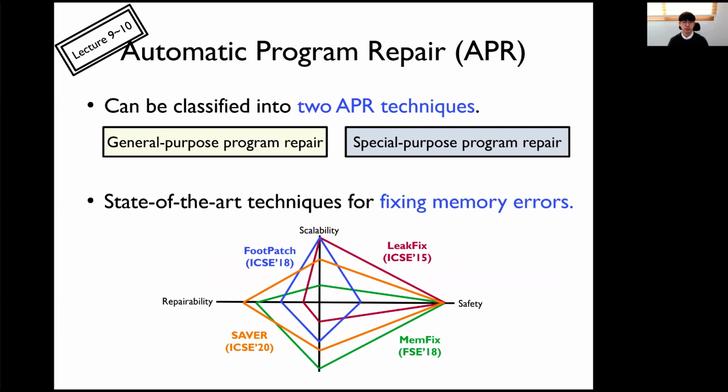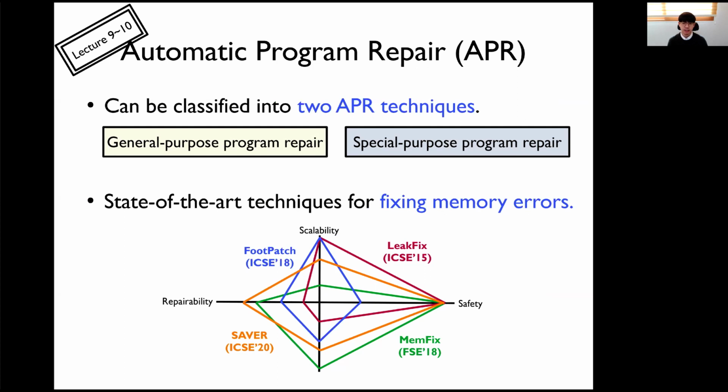Lastly, we explored the automatic program repair techniques partially. They can be classified into two APR techniques at a high level. These are general purpose program repair and special purpose program repair. First, the former technique, general purpose program repair, aims to repair any type of error, but this technique may have poor performance for fixing specific types of errors.